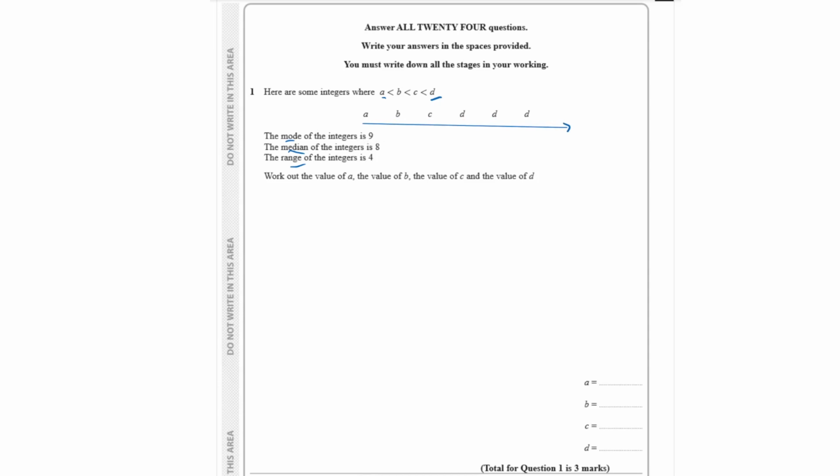The mode is the most common element, and this is 9. Since d is the most common element, we can see that d is equal to 9.